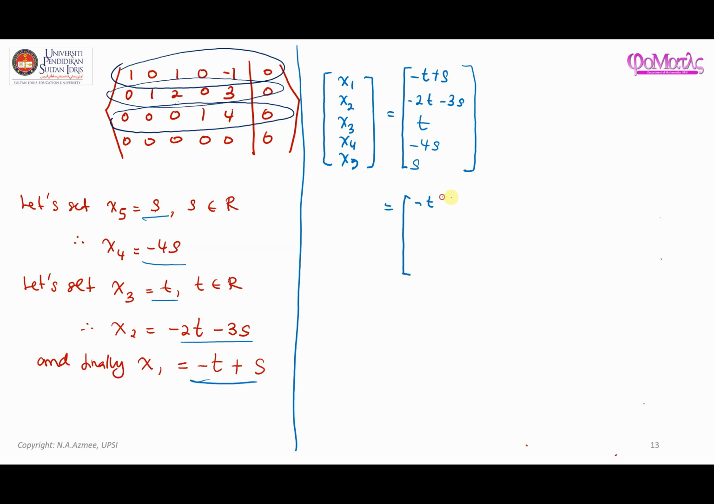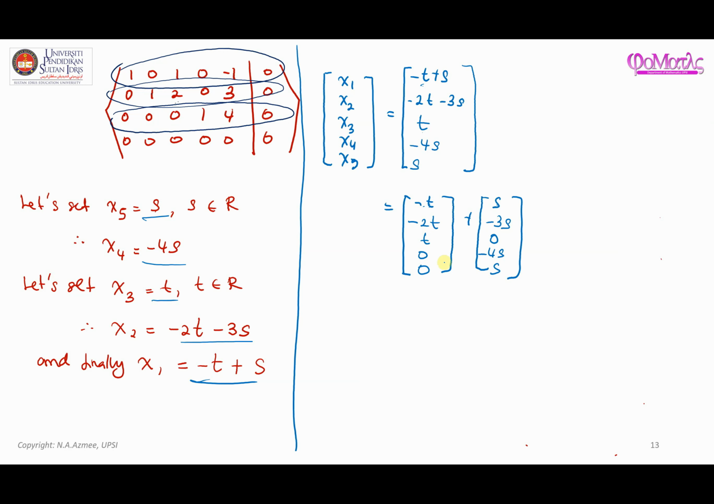So negative t plus s, and you can see when you add these two components, negative t plus s, this is the result that you will get. Here we will have negative 2t minus 3s. Here we have t, but no component of s, that means the component of s here is 0. You can see that t plus 0, the result here is t. For this one, negative 4s, no component of t, so this part here is 0. Here we have s, no t, again this is 0, and this is s.